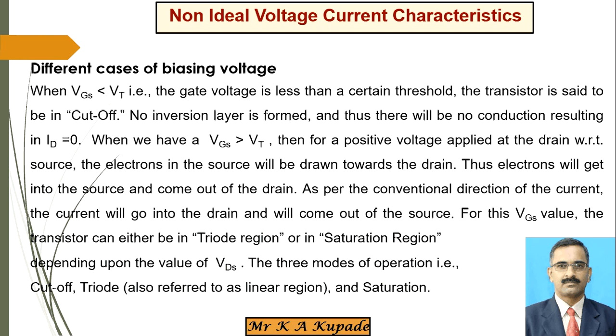This is the second case, and as per the conventional direction, current flows from the drain towards the source, as we discussed. Depending on that, there are three modes considered. One is the cutoff mode, another is the triode mode, or linear region, and the third one is the saturation region. This we have considered.